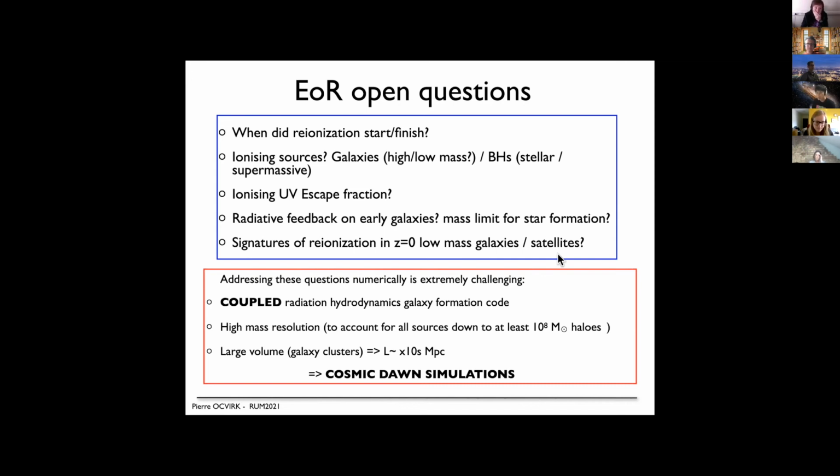First, you need a coupled radiation hydrodynamics code. There's more of them today, but some time ago, there weren't so many of them. You need a relatively high mass resolution and also a rather large volume in order to sample the variety of environments that you can have, and to have a fair enough sampling of the galaxy population. So these are sort of the requirements of the Cosmic Dawn simulation suite.